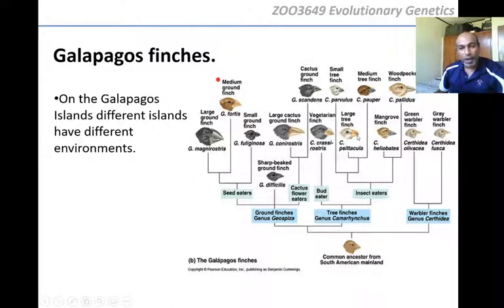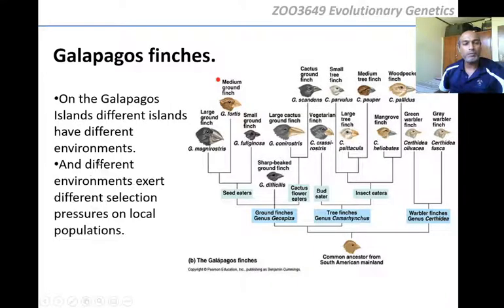And when it arrived in these different islands, what did it see? It saw that the islands have different environments. And the different environments exert different selection pressures on the local population. So on one island, a fat beak might be good because on that island there are many trees which have hard seeds, right? So you need a big fat beak like this one here, right? To smash those hard seeds. Great.